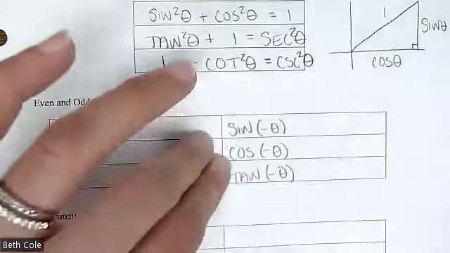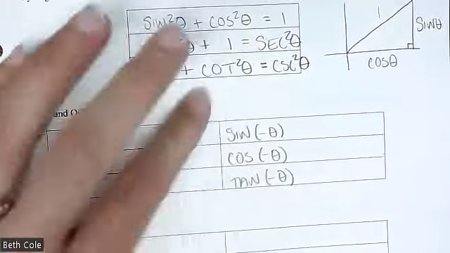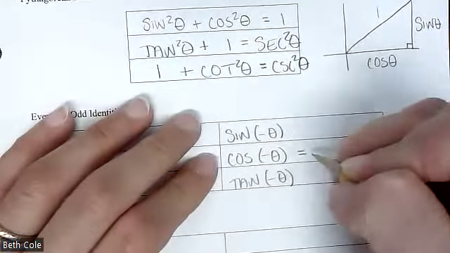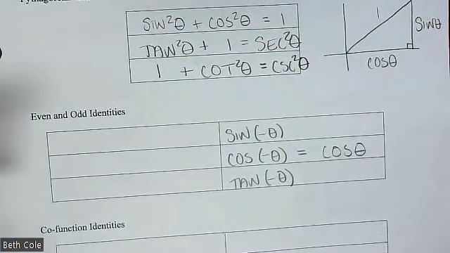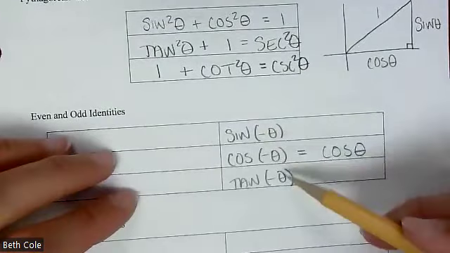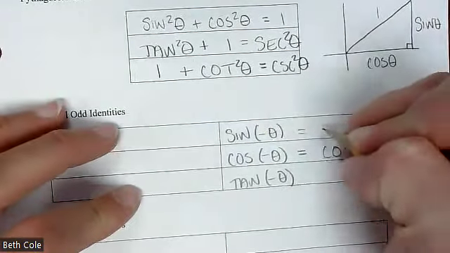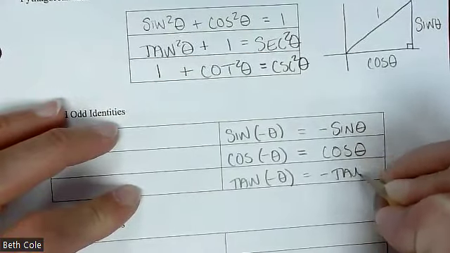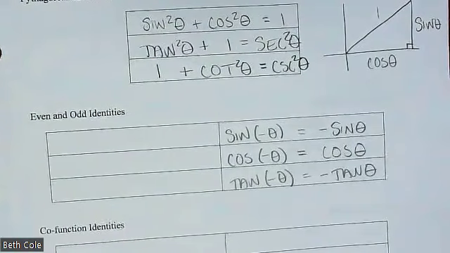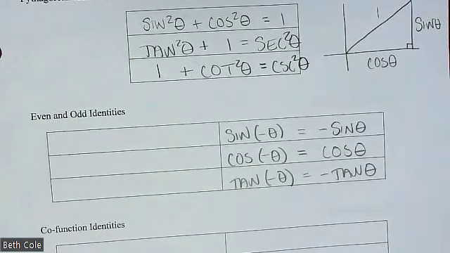So out of these three, which one is the even one? Cosine. So that's just going to be cosine theta, positive cosine theta. It will just turn positive. Basically, just get rid of the negative. The odd ones, which are these two, turn negative. So it's going to look like that. So the even ones turn positive, the odd ones turn negative.